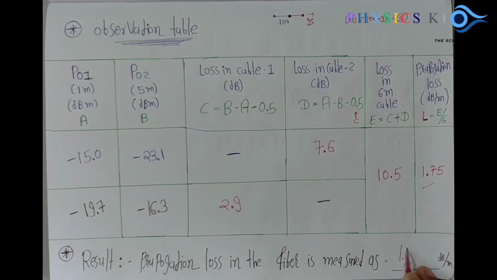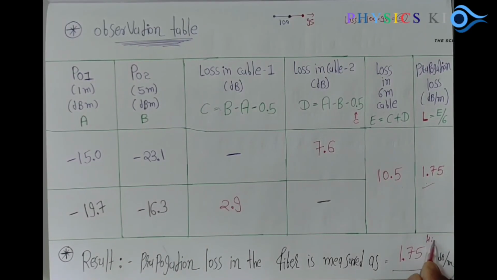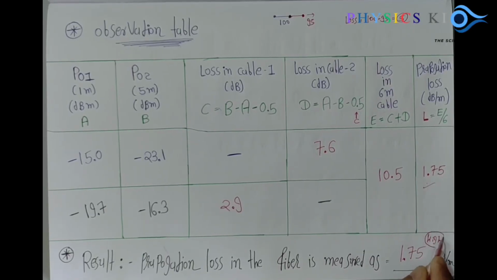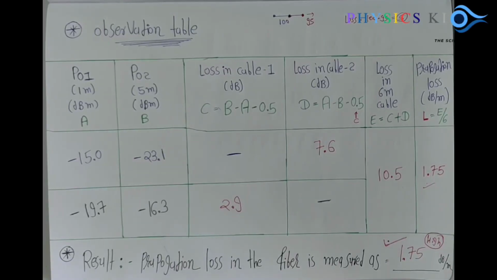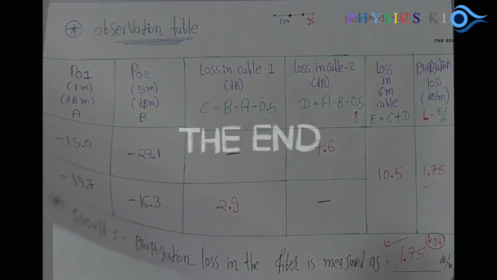So our simple result is that the propagation loss is 1.75 dB per meter, but my value is a little bit high. If you get 1 or less than 1, it is more correct, otherwise it is also correct, 1.75 dB per meter. Thank you.